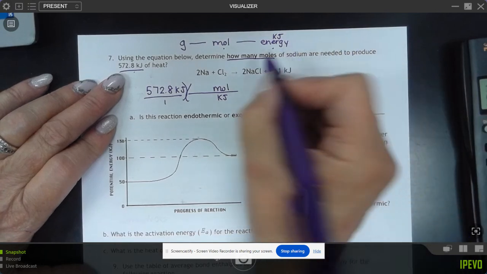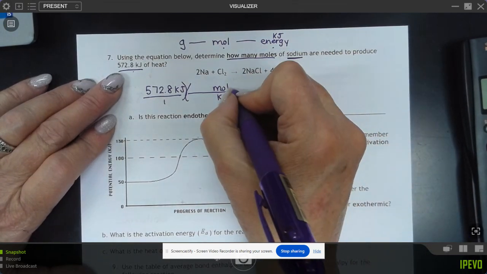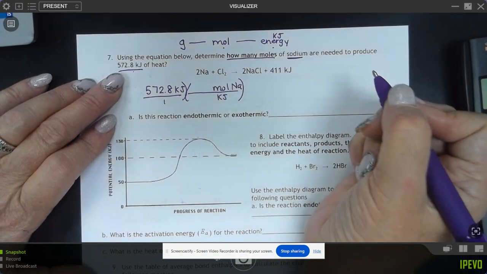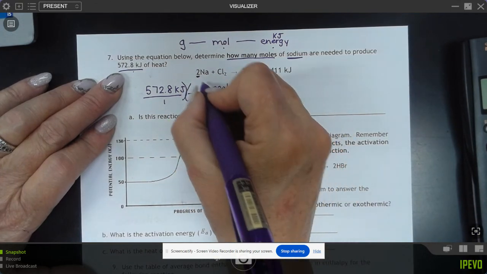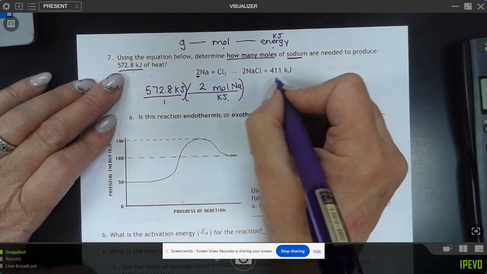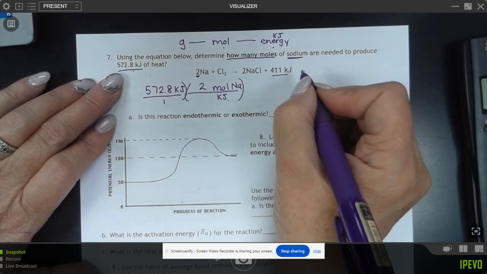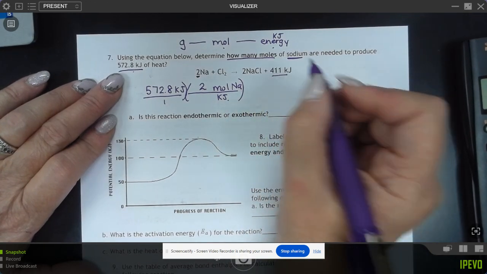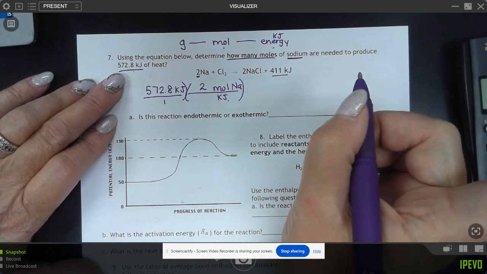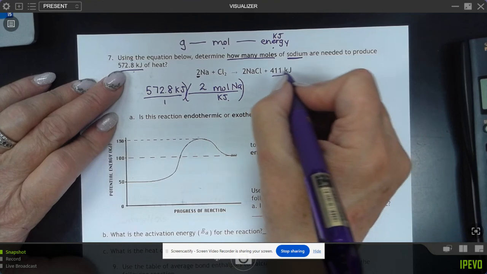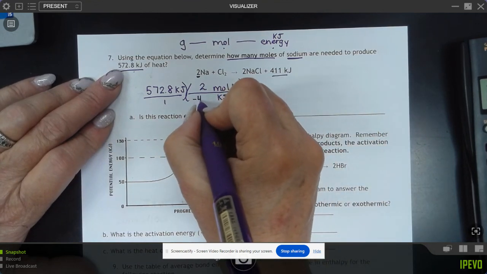What is it we're looking for? Moles of sodium, so moles of Na. All right, I look at my balanced chemical equation for the coefficient, which is a 2, and then kilojoules. This is on the exothermic side of the graph. So something we need to think about, okay? This is going to be a negative number, so negative 411.